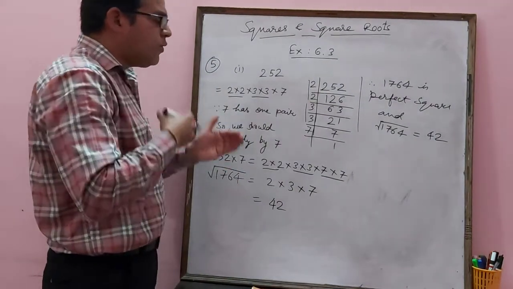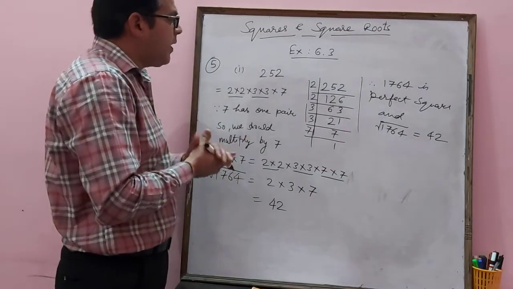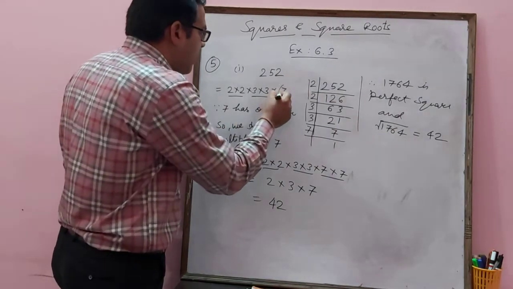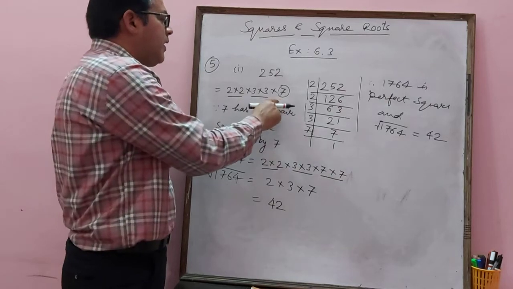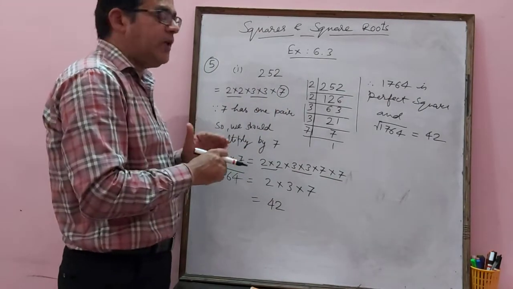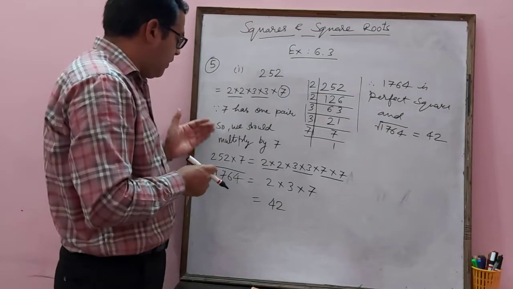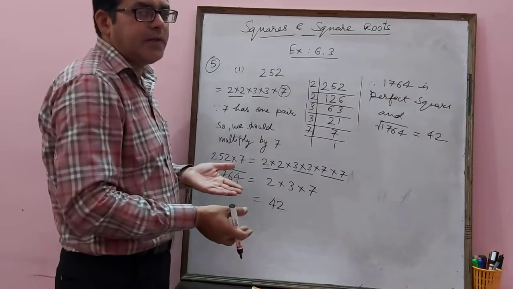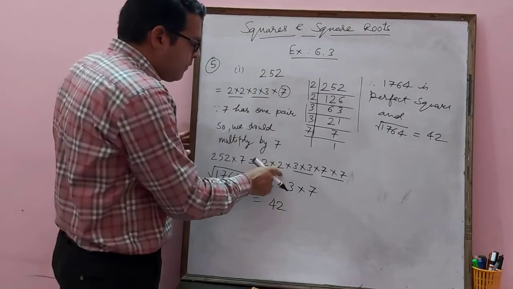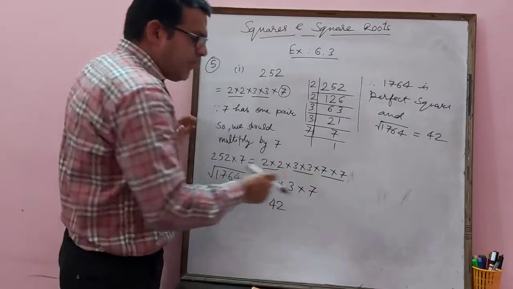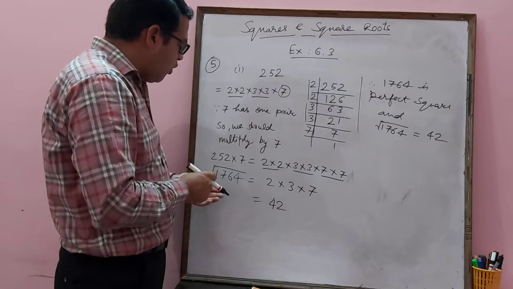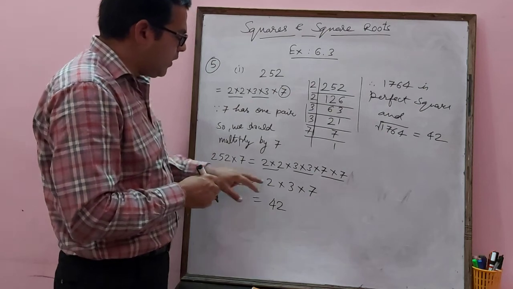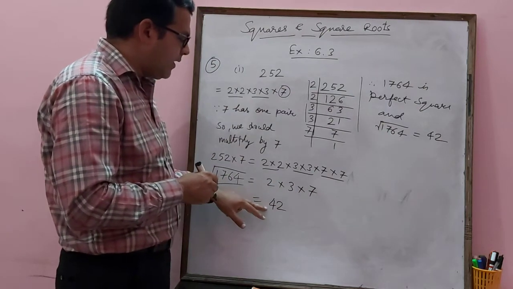What to do now? You need to check by which number we should multiply it to get pairs. Here we can see 7 is alone. It means we should multiply this number by 7, then only we can get a perfect square number. So we did it. We multiplied 252 by 7. Here also we multiply by 7 to make it balanced. Now here you can see one pair of 2, one pair of 3 and one pair of 7 is there. Now the square root of 1764, this is the perfect square number now, and the square root of this one is 2 into 3 into 7, that is 42.